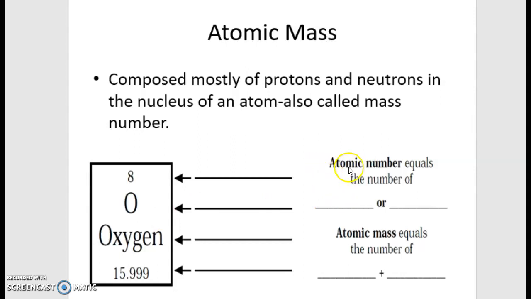If you look over here, you can see that the atomic mass equals the number of protons and neutrons, because that is what is inside the nucleus. Okay, so again, this is the atomic number at the top of the box, the element symbol, the element name, and finally the atomic mass number, which we are going to round.